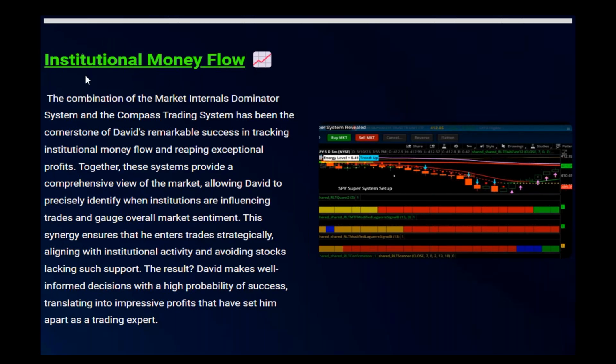So again, this is what we're looking for: institutional money flow. That's how we know the institutions are in there. And the combination of market internals, the Dominator system, and the Compass trading system has been the cornerstone. This is what makes this work, because when we know both of those things, we know immediately that we've got a really good high probability trade setup, and then we just have to find a good entry for it. These things together provide a comprehensive view of the market, allowing me to precisely identify when institutions are influencing trades and gauge the overall market sentiment. And that's the key to the whole thing right here.